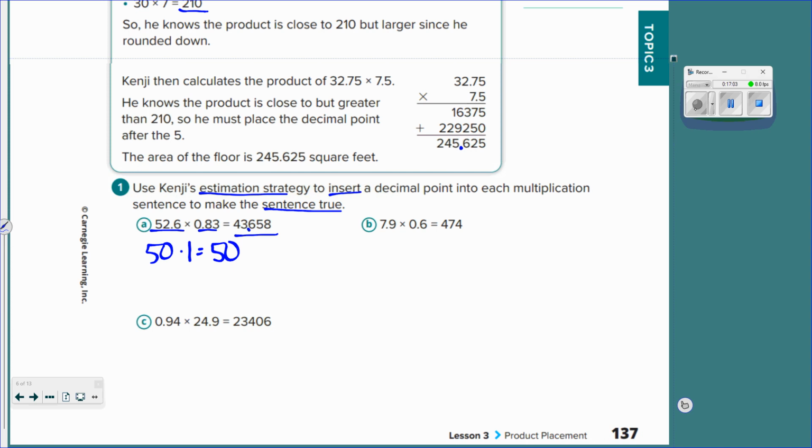Okay, I'm going to go through the rest of this quickly because I want to make sure we get through the rest of the lesson. 7 and 9/10 should have been close to 8. 6/10 is close to 1. 8, so the decimal comes after the 4. 94 hundredths is close to 1. 24 and 9/10 is close to 25. 1 times 25 is 25, so it goes between the 3 and the 4.